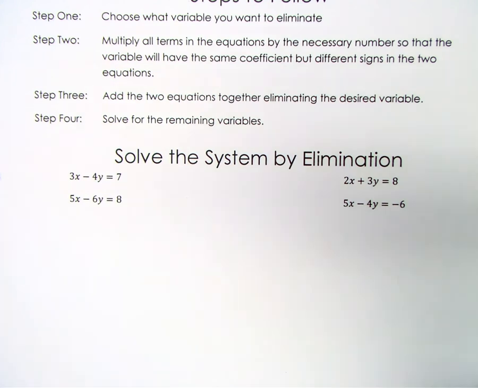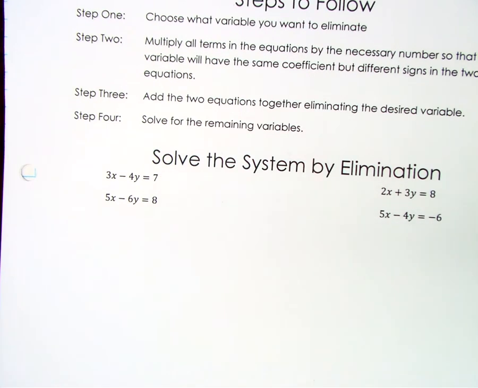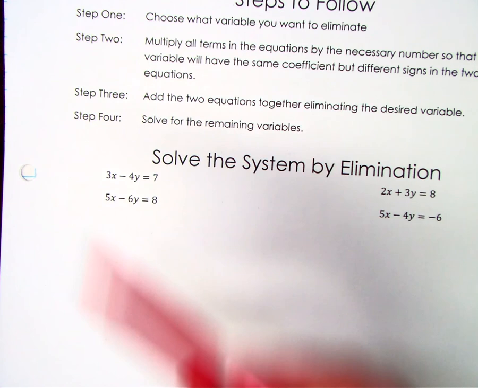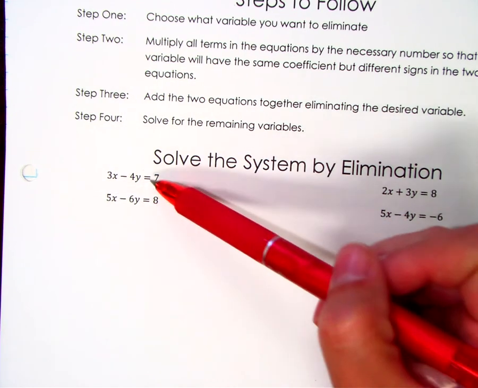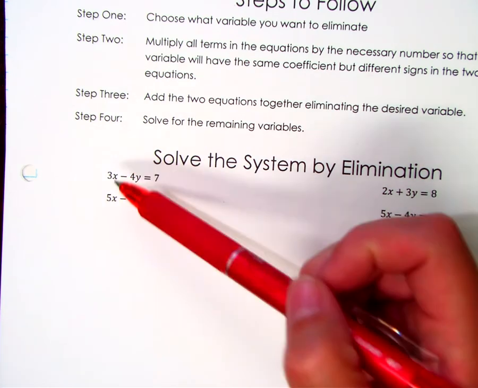Okay, so the whole point of this is when we add or subtract the equations, we eliminate one of the variables. So if we look at this one, if we add or subtract them, what we're looking for is for them to have the same coefficient. Either the x's have the same coefficient or the y's have the same coefficient. It doesn't matter, but you've got to pick one of them to have the same coefficient.